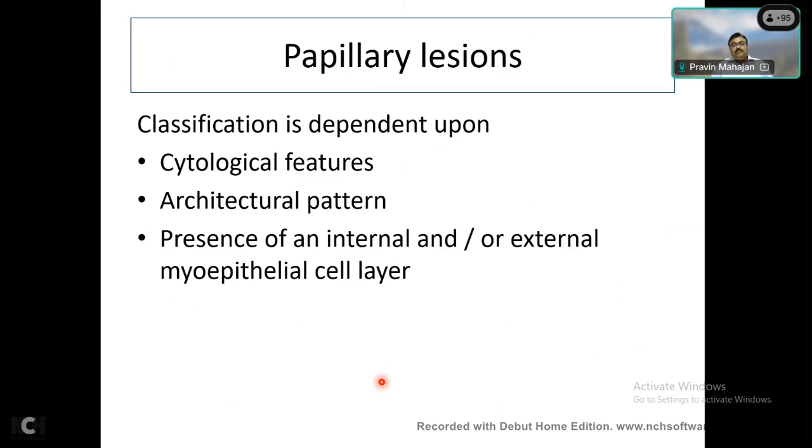And then you come to the architectural pattern. In architectural pattern, you mostly see whether it is a nodular lesion, and whether the papillae within the lesions are usually broad papillae, or whether they are slender or thin papillae. That's how we see these three things to make the classification of papillary lesions.